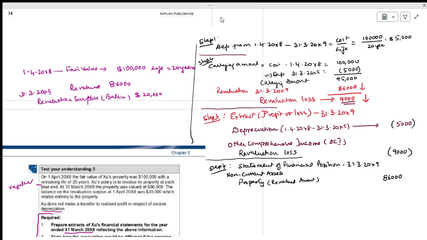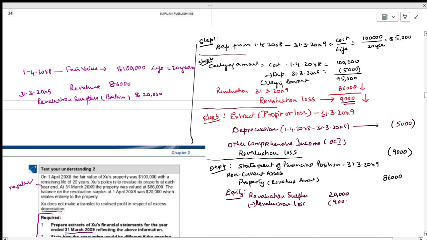Next, in the statement of changes in equity, we are showing the revaluation surplus. How much is the balance they gave? They gave 20,000. How much is the revaluation loss? Revaluation loss is 9,000. How much is the balance? It comes to 11,000.